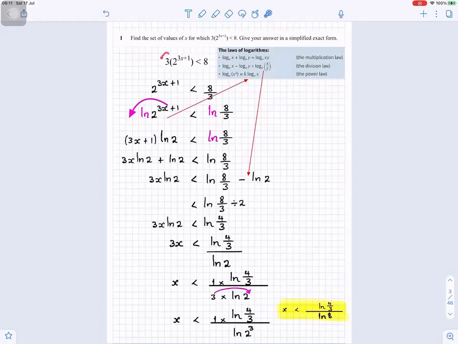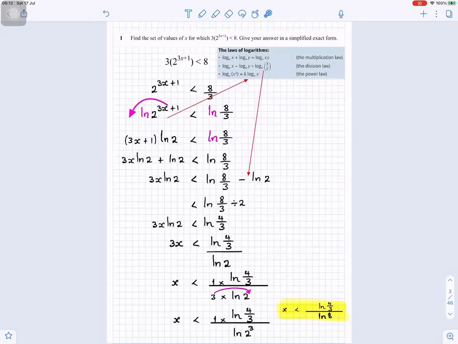So the first thing is, you take the 3 to the right hand side, it becomes divide. So it's 8 divided by 3. Now we're going to put natural log, ln, in front of both of them. So using the power law, in 2 to the power 3x plus 1, the 3x plus 1 comes to the front. It becomes 3x plus 1 times ln 2 is less than ln 8 over 3.